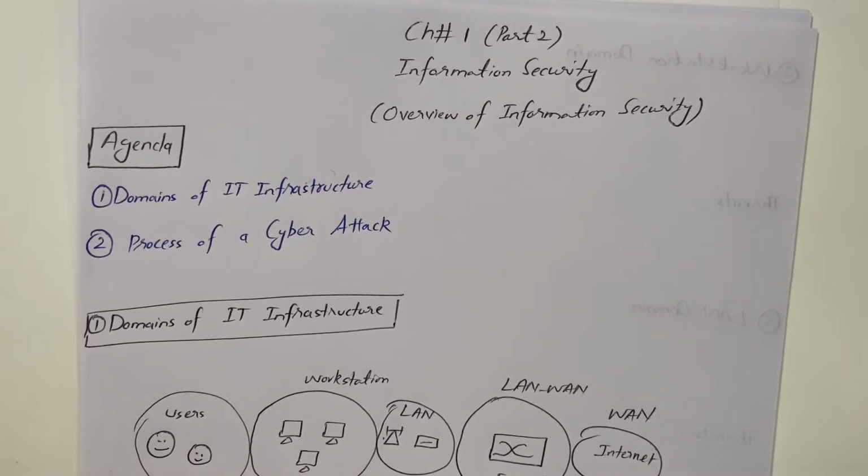Okay, guys, so today we will discuss chapter number 1, part 2. It's a continuation of the first video. If you remember, in the first video, we discussed why we need security. Then we discussed some security breaches, and we also discussed the parameters of security, CIA: confidentiality, integrity, and availability.